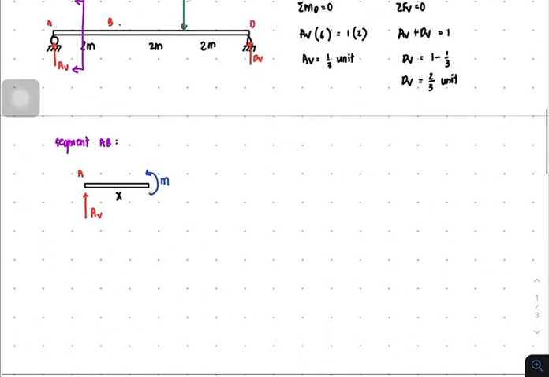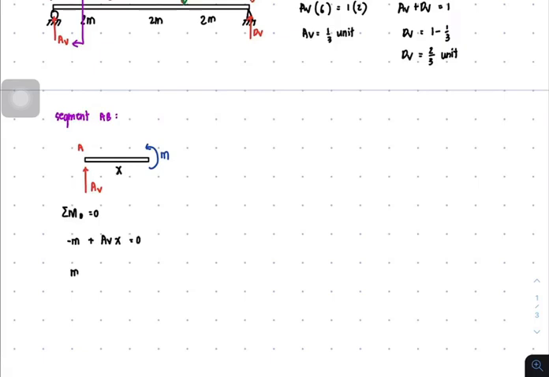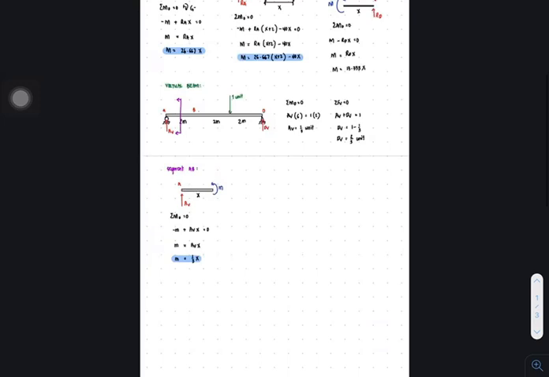So do the summation of moment at the point of cutting equal to 0. So you'll have negative small letter m plus a vertical times x equal to 0. So transposing negative m to the other side, it will become positive, and you will have AVX. And AV is 1/3, so it is moment equal to 1/3 of x. So that is the equation. Do not forget that this is an equation there.